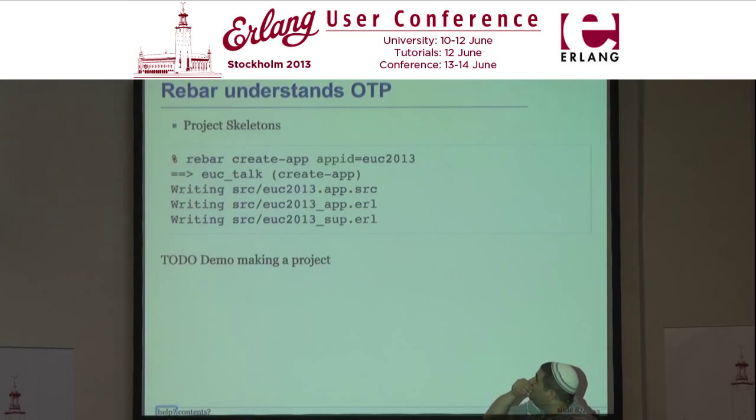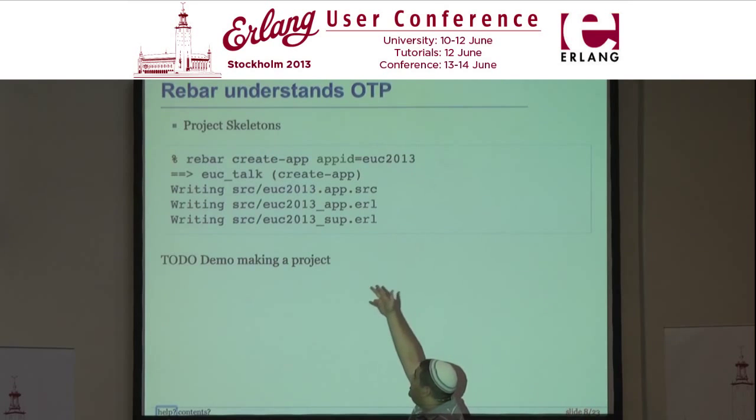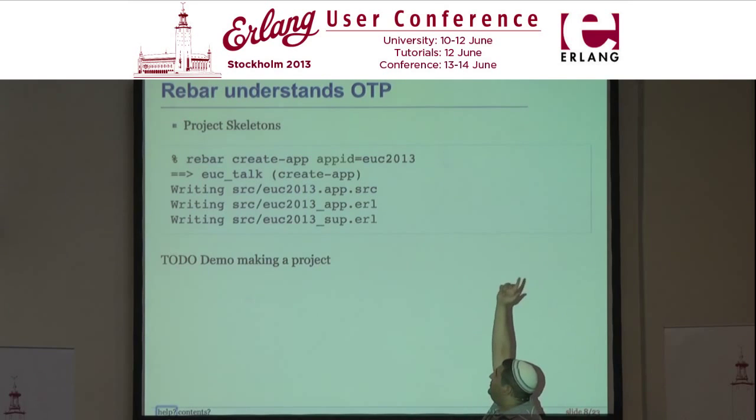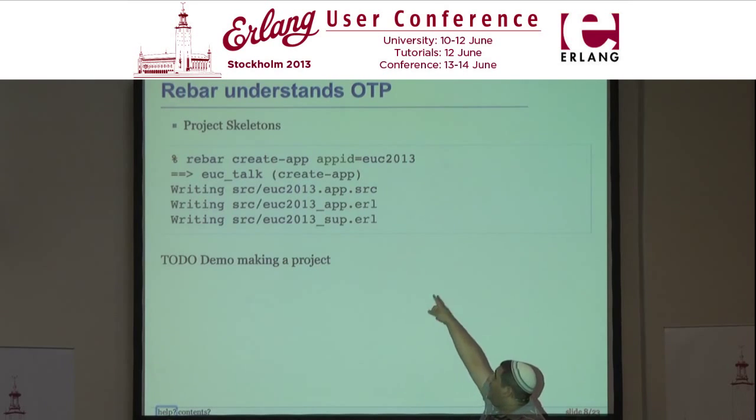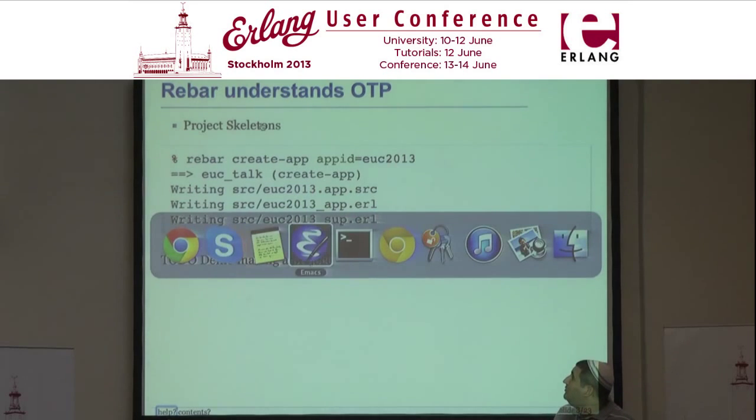Okay. So the first thing you can do with it is create a project skeleton. Here you can see I went to a command line and created an app called EUC 2013. It created files for me: an app.src file, an EUC app, and a supervisor. It doesn't create any actual workers, but those are just created for you. Just one command line, boom, you're done. So I'll show you what it creates.